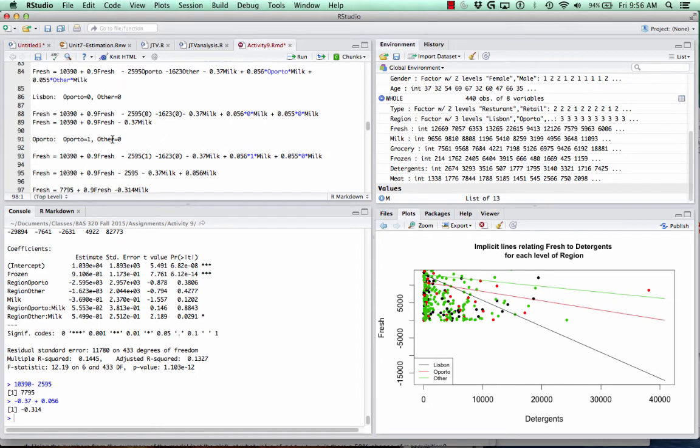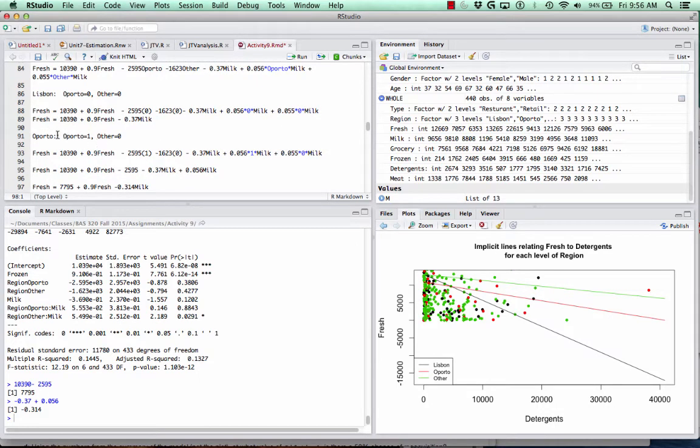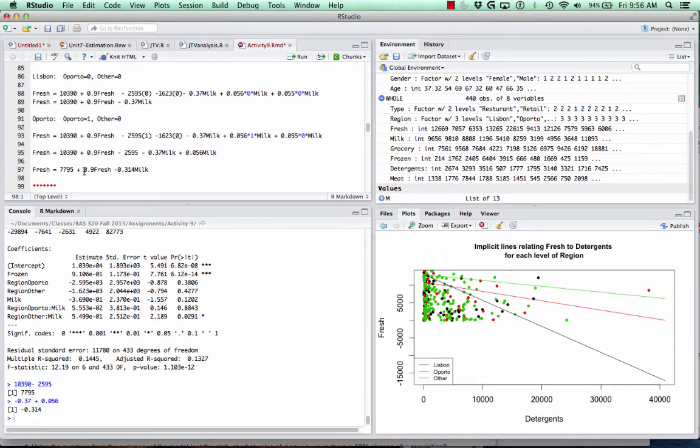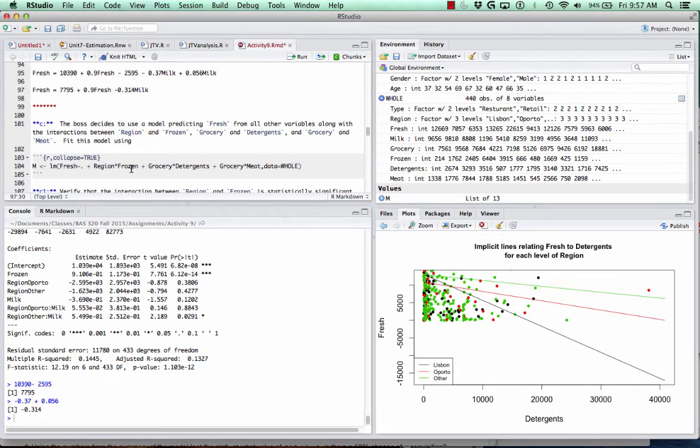So we notice that the intercepts are different between the two regions. We notice that the coefficient of the variable that's not involved in the interaction is the same. We see that fresh is not involved in that interaction, so both those levels have the same coefficients. But the coefficient for the variable that is involved in the interaction is allowed to be different between regions. So the coefficient of milk is minus 0.37 for Lisbon customers, where it's minus 0.314 for Porto customers.